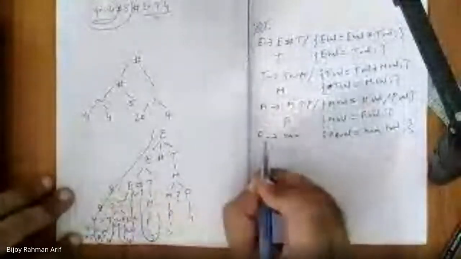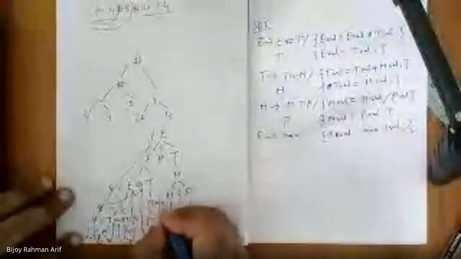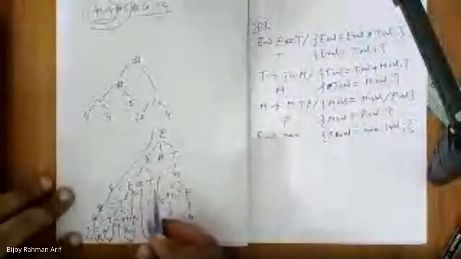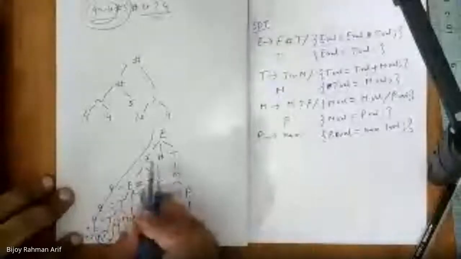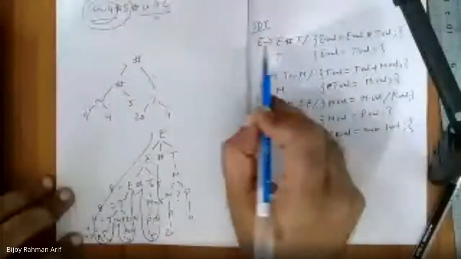Then hash. This is not reduction. So again, 5 reduced to P. Num reduced to P. What is the action? P would become 5. Then P reduced to M. So what is the action? M val equal to P val. So M becomes 5. Then finally this one, M reduced to T. What is the action? T val equal to M val. So this T would become 5. Finally, this one is a reduction. E hash T becomes E. What is the action? E val equal to E val star T val. So 8 star 5, this would become 40.